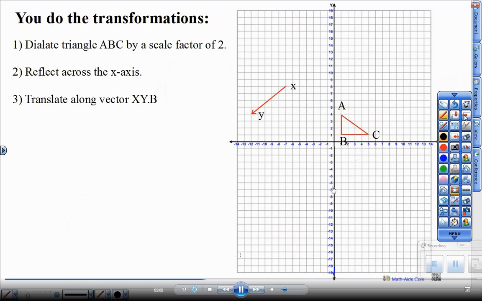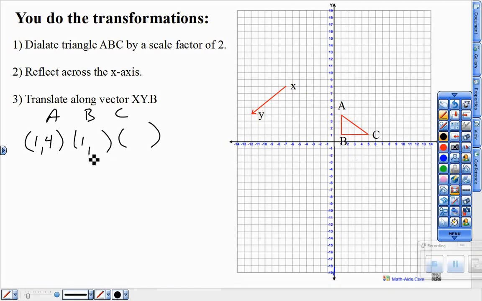For this one, again, I'm going to give you the initial image and then 3 transformations. So I'm going to have you write down the coordinates of A, B, and C, where A is 1, 4, B is 1, 1, and C is 6, 1, or 5, 1, I'm sorry.